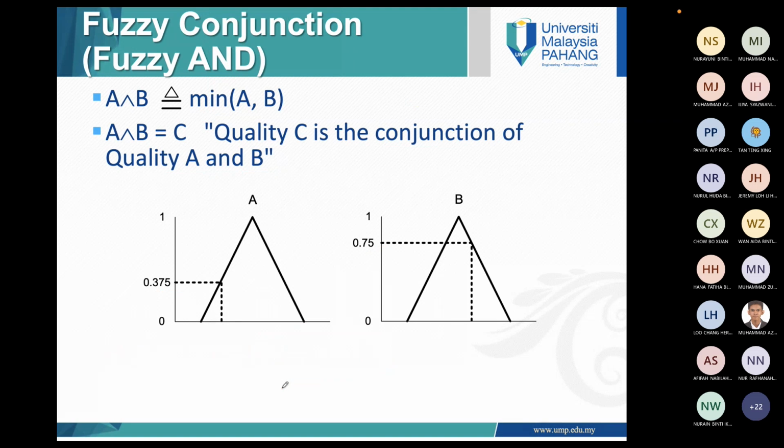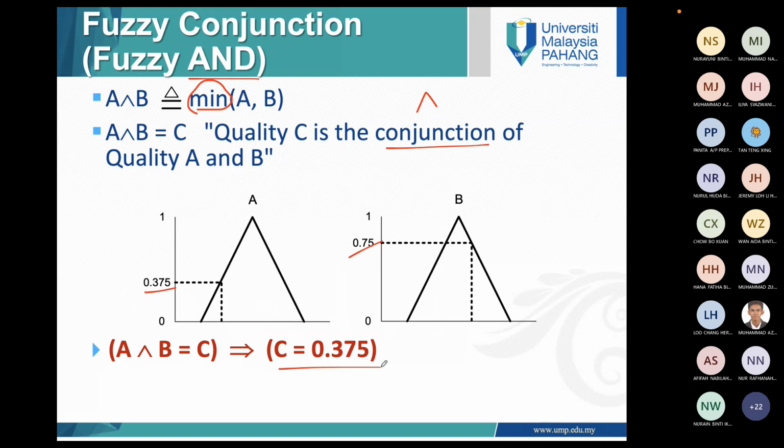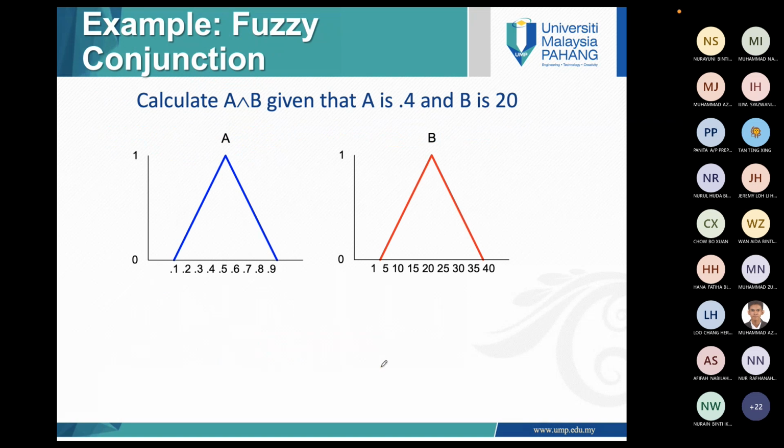On the other hand, conjunction is and. A and B, you should choose the minimum value. Let's say A conjunction B equals C. How to read it: the quality C is the conjunction of quality A and B. So choose the minimum value between these two values. So the answer is C equals 0.375.